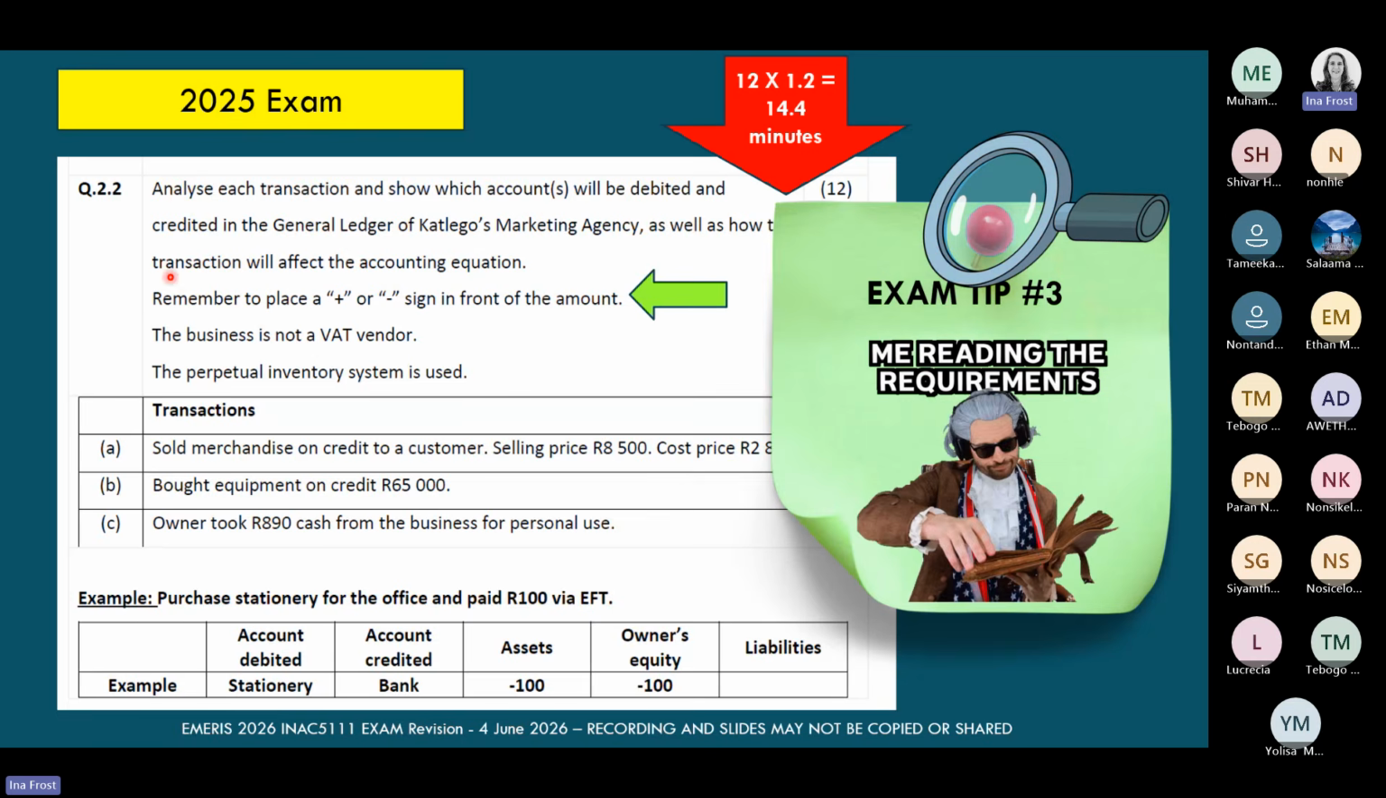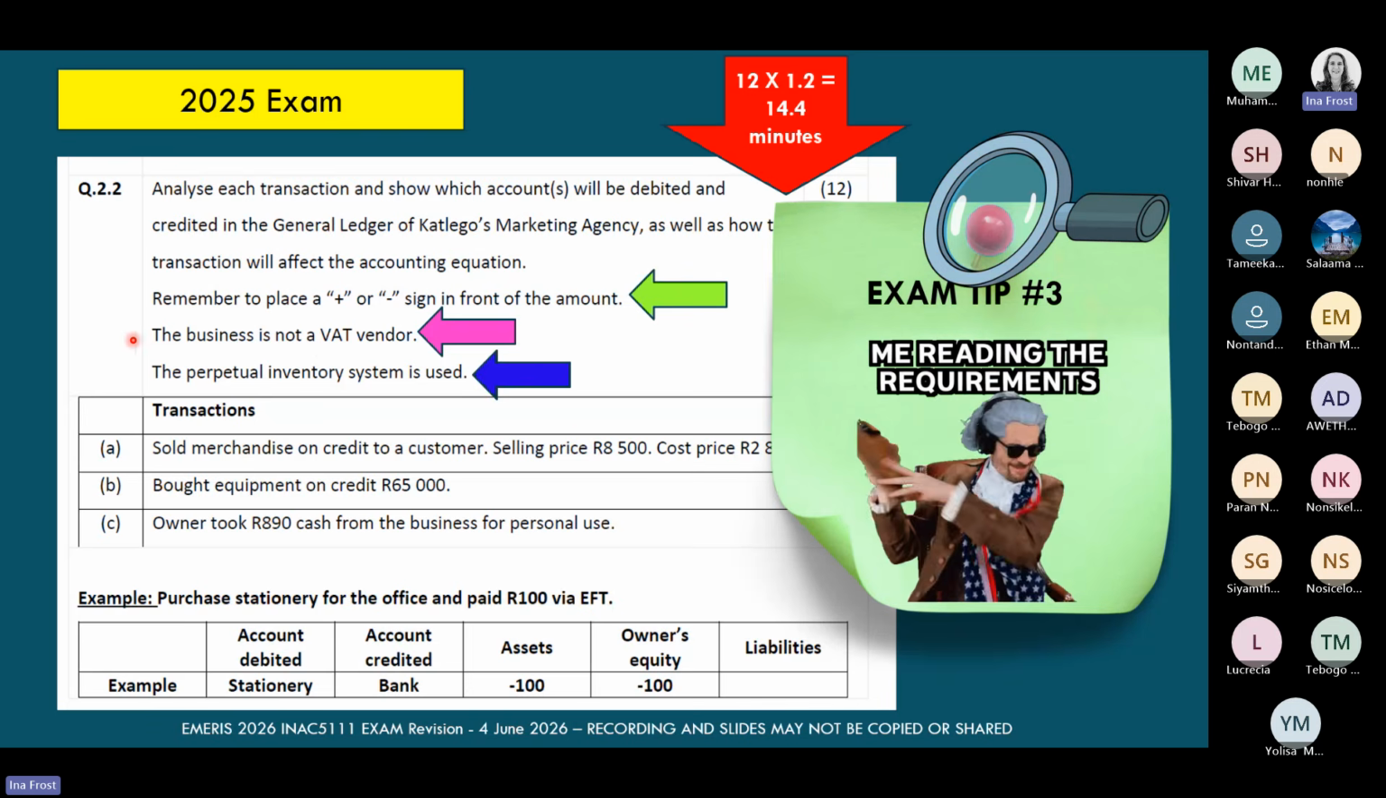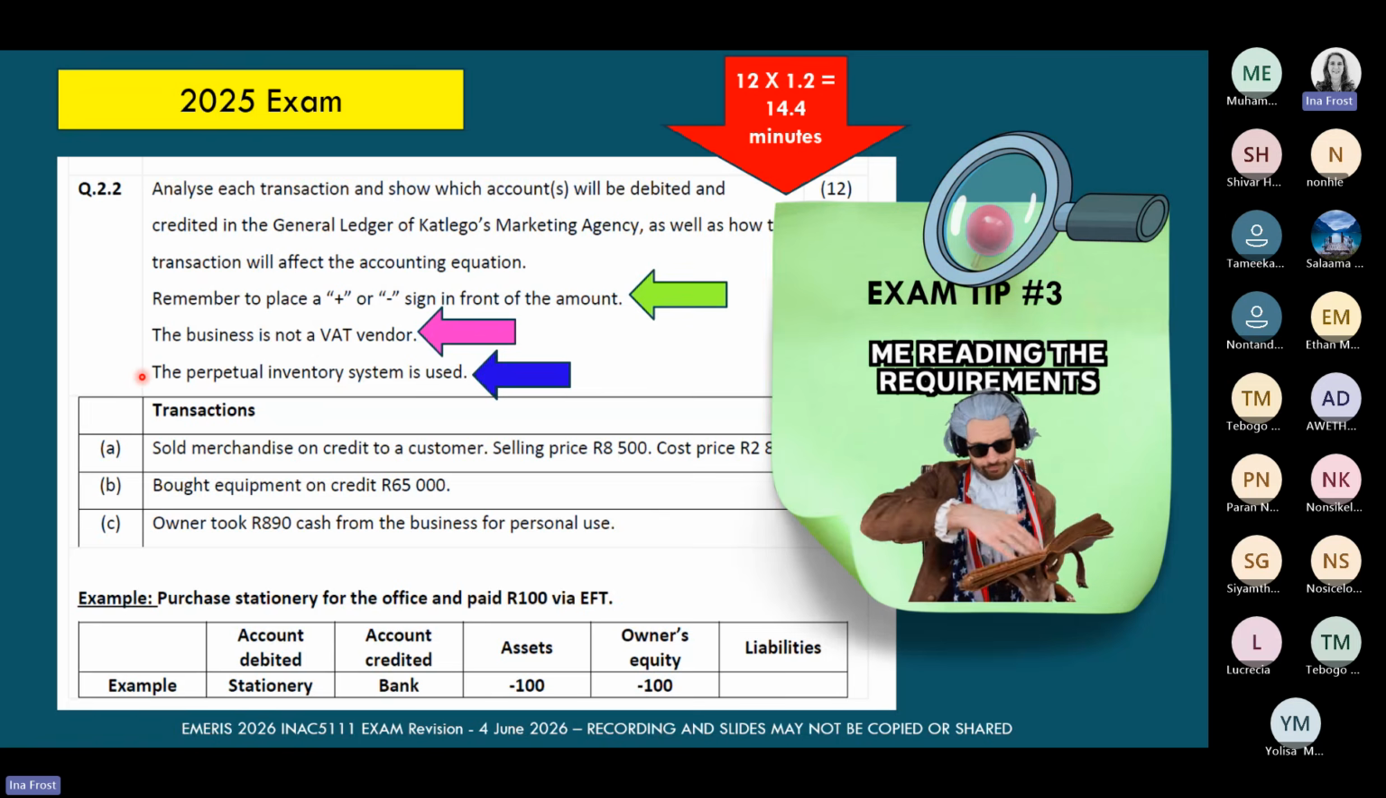So they actually give us an extra reminder here in the detail. They tell us here that this business is not a VAT vendor, so we're not going to be doing any VAT calculations or transactions, because that's just going to waste our time. And then they tell us which inventory system is being used in the question.